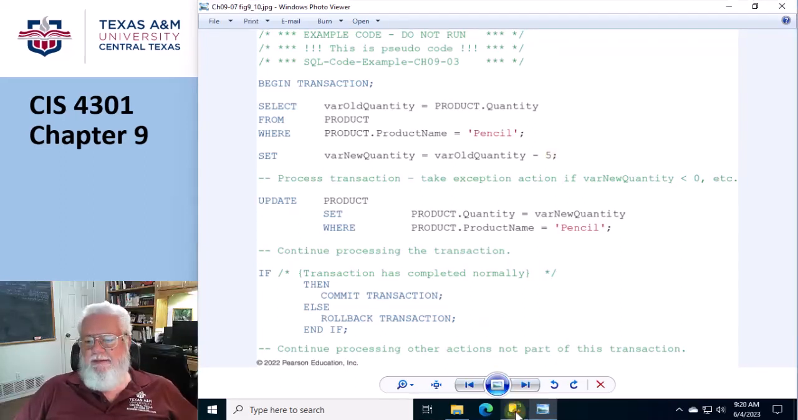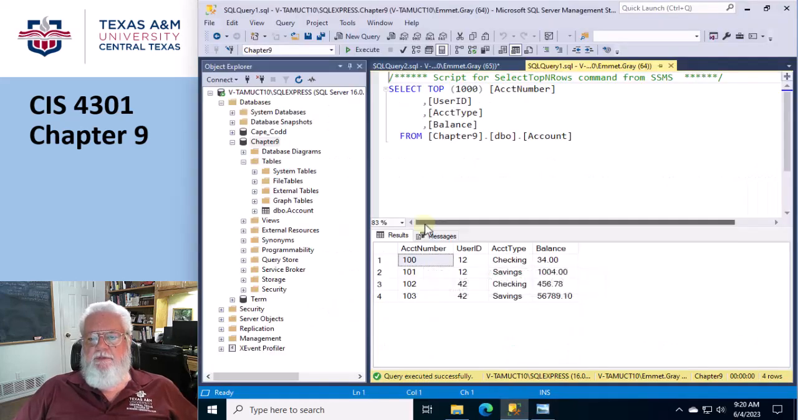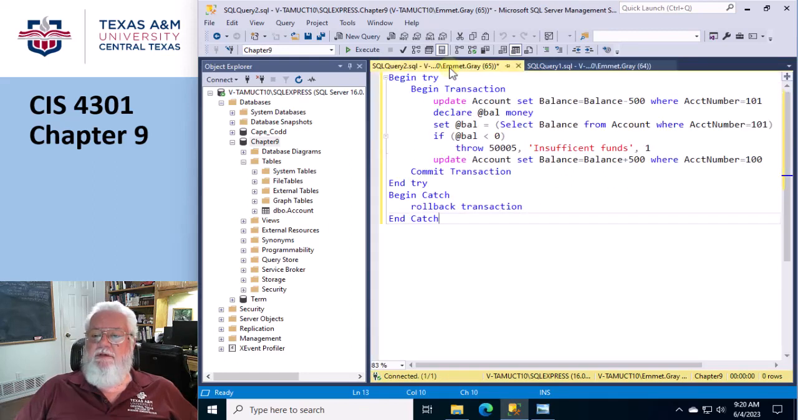So let's do a slightly better example. So here's an example of a bank account where I have an account holder, user number 12, who has a checking account and a savings account. And he wants to transfer money from his savings account to his checking account. But I want to do this in a transaction, so if something goes wrong, I'm all right. So here's what the transaction would look like.